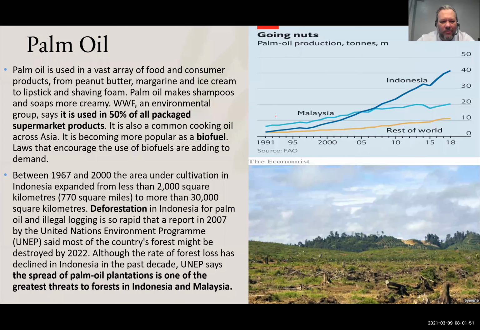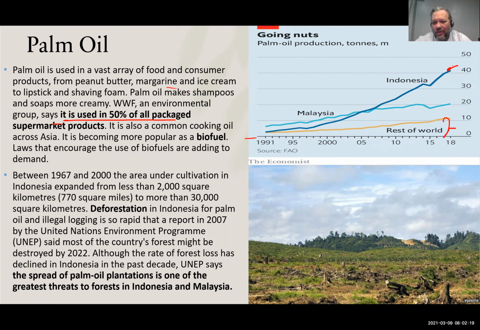All right, so if we look at palm oil, and this is from an environmental group, I think somewhere around 50% of all packaged supermarket products have palm oil. It's probably somewhere around there. And if you look at the major producers, obviously Indonesia and Malaysia. So Indonesia is way up here. They're producing a bunch of it. They're by far the largest producer.